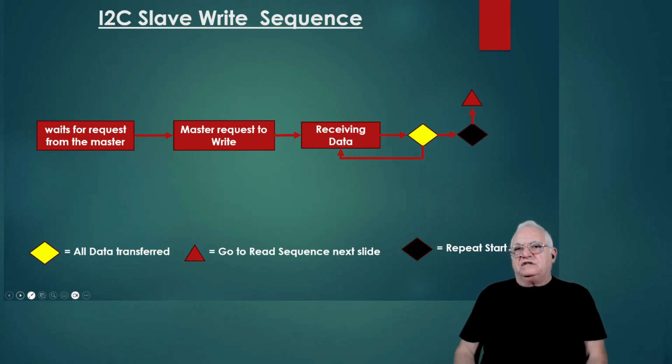If it gets a repeat start, then it goes to the read sequence. If it doesn't get the repeat start, then it just goes back to wait for a request from the master.